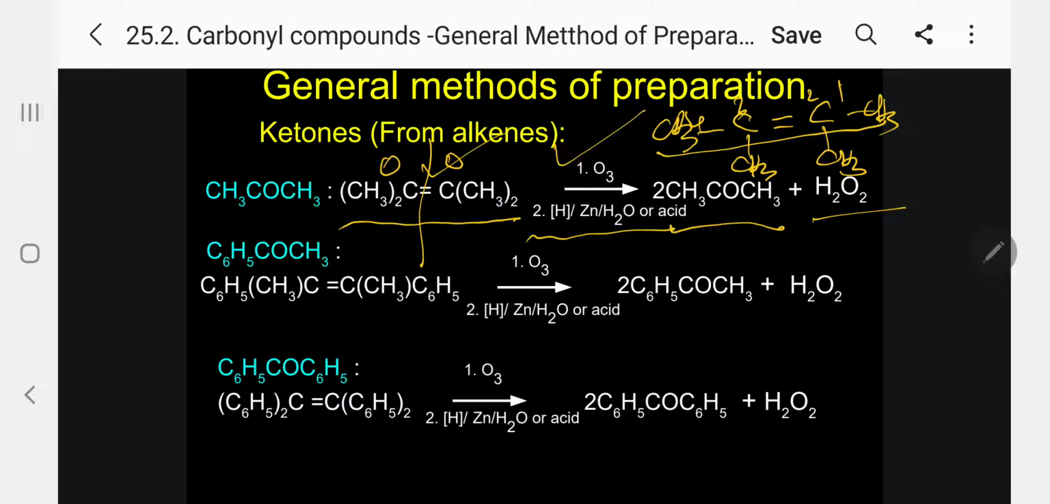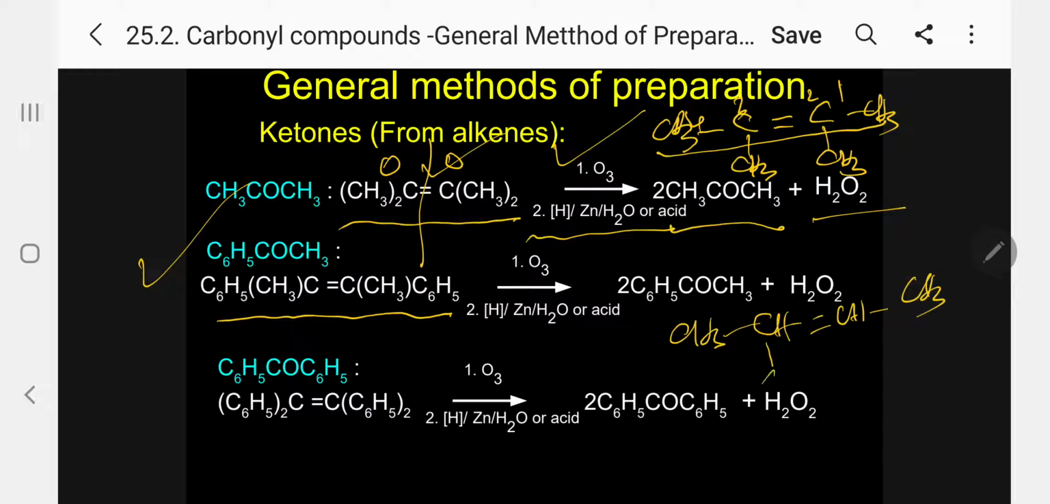Kindly follow. The same way, if I want to prepare acetophenone, I have to take the corresponding alkene. How will I name this one? The same thing: CH3, CH double bond CH, CH3, C6H5, C6H5. That means again 1, 2, 3, 4. 2,3-diphenylbutene undergoes ozonolysis to produce the ozonide, followed by reduction, giving 2 moles of acetophenone.